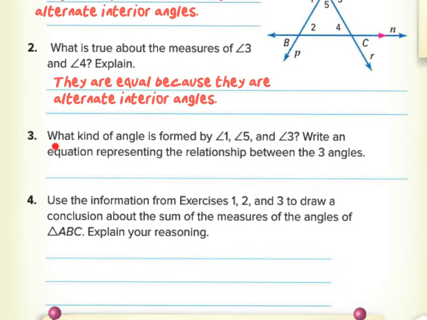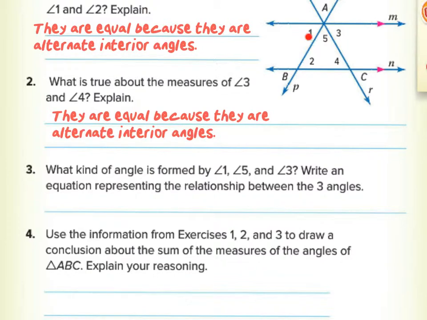Question 3. What kind of angle is formed by angle 1, angle 5, and angle 3? Let's see that. Angle 1, angle 5, and angle 3. What kind? Well, this would be a straight angle, right? And we already know that this angle equals this angle, right? Or, well, we can say that we don't know if this one equals this one, but we know it equals this one, right?